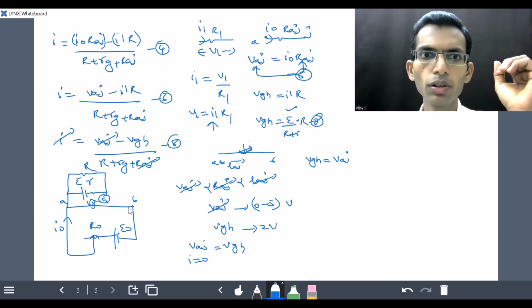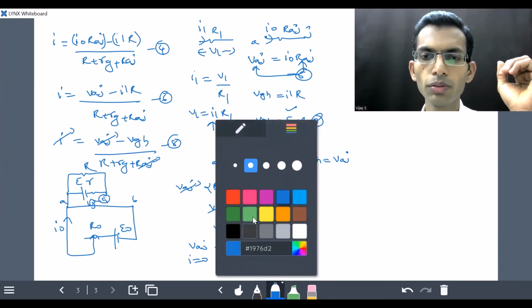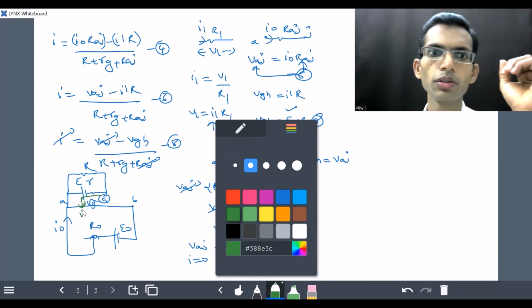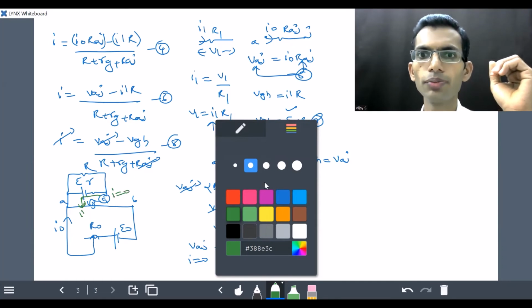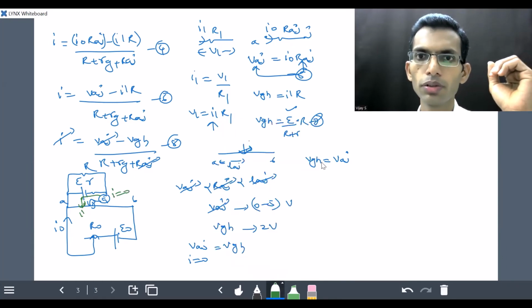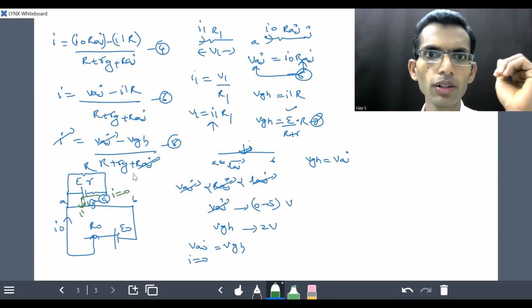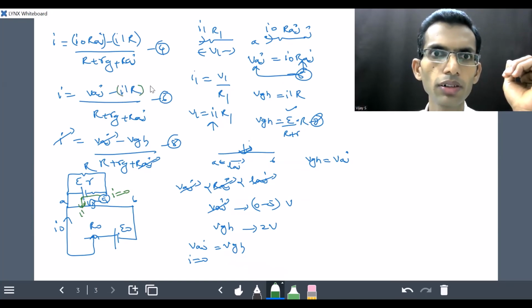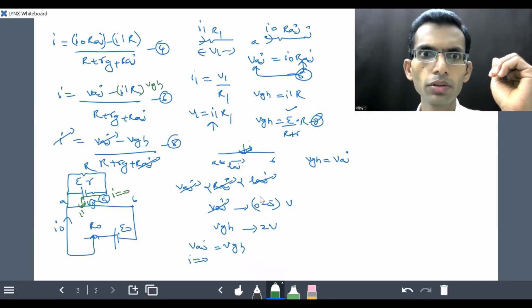So let us say when the moving contact J is at position 1 dash, this shows 0 deflection. That means current becomes 0. So when we substitute into equation 6, I dash is nothing but VGH. What are we going to get?